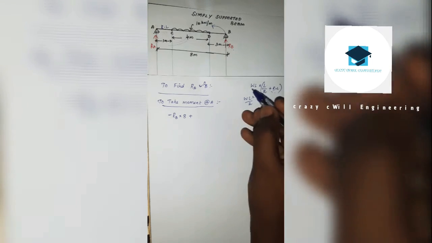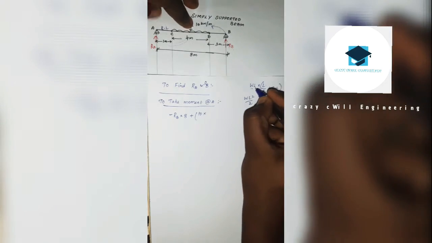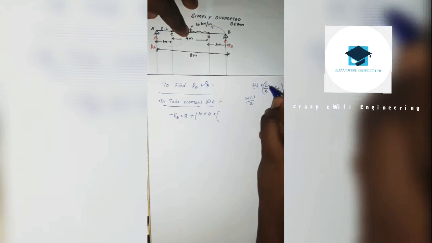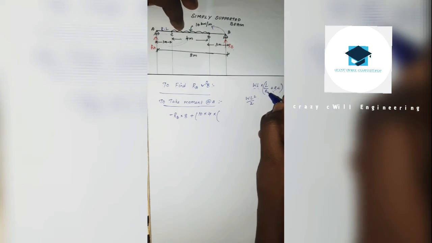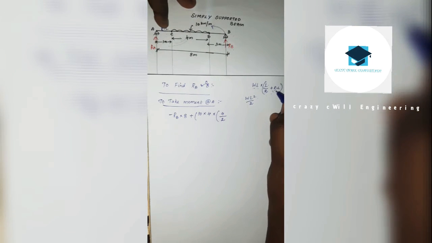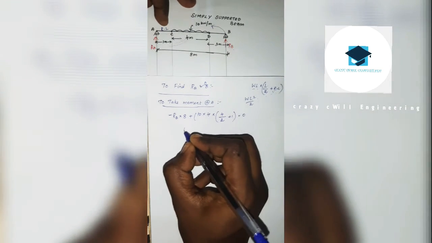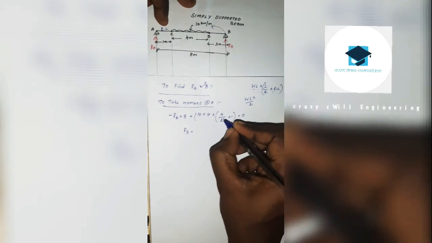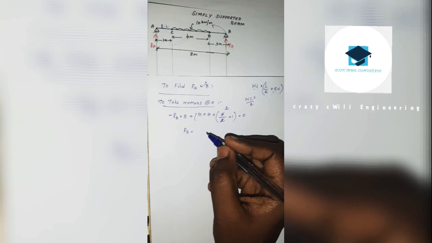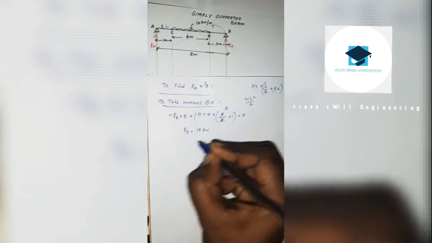So we write W, the load of the UDL. What is the load? It is 10. Length is 4 meter, into L by 2, the UDL length 4 divided by 2. What is the remaining length? It is 1 meter. Plus 1, equal to 0. So RB equal to this. What is the RB value? RB value is 15 kilonewton.